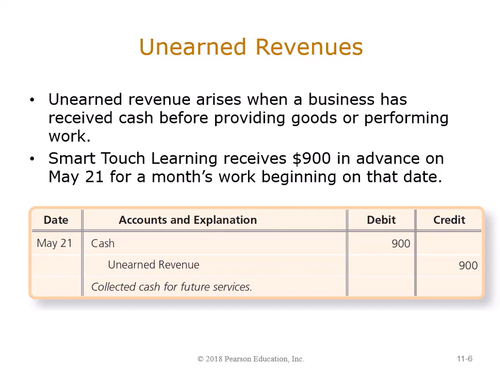If you'll recall back from your previous accounting course, when it comes to revenue and expense recognition, we recognize revenue when we earn it, and we recognize expenses when we incur them. In this case, we have not earned the revenue because we have not done the work. So for that reason, when the customer pays us that initial $900, we are going to debit cash and we are going to credit unearned revenue. That unearned revenue is going to represent a liability account. We owe that customer $900 worth of work.